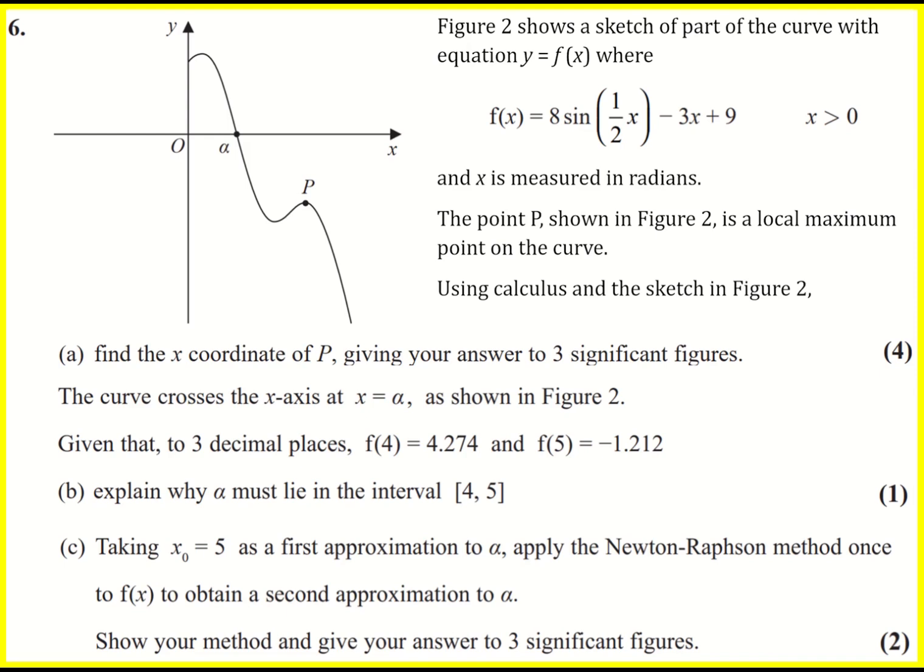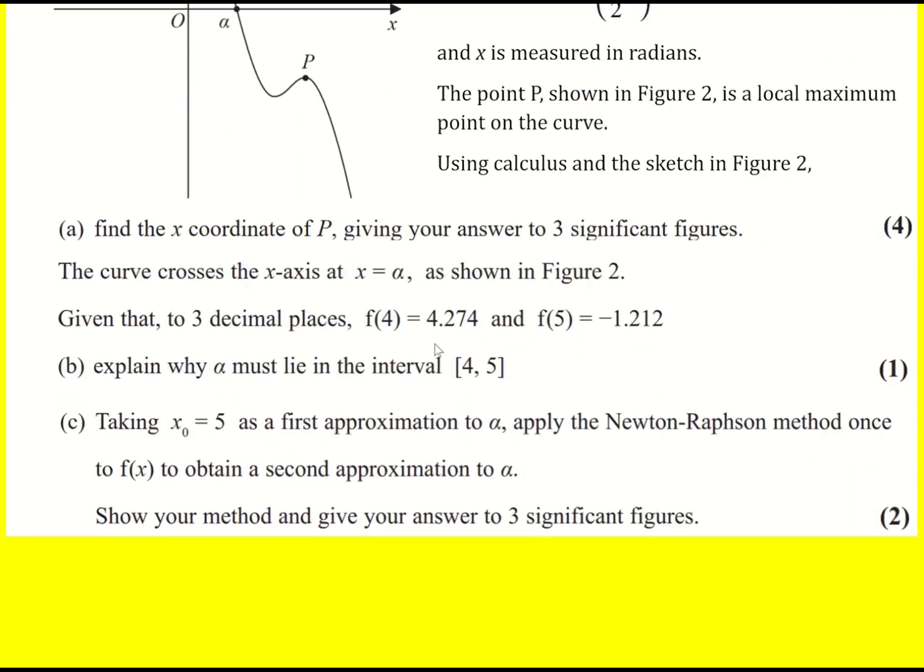Figure 2 shows a sketch of the part of the curve with equation y equals 8 sine half x minus 3x plus 9. So I've got a trig function, but then I've also got this linear function going on as well. x is measured in radians. Point P is a local maximum. Use calculus and the sketch to find the x coordinate of P, giving your answer to 3 significant figures.